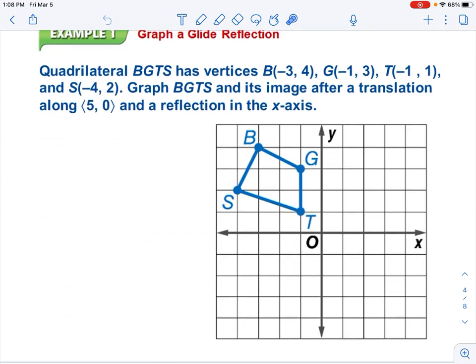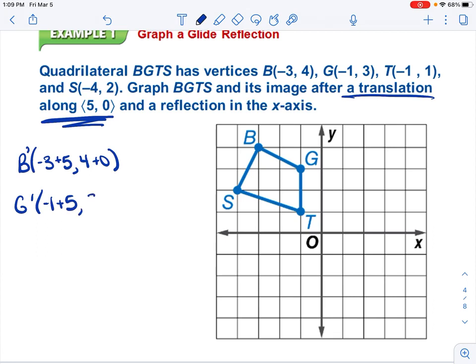So quadrilateral BGTS is already graphed for us. We are going to graph BGTS and its image after a translation along vector <5, 0> and a reflection in the x-axis. So what I'm going to do, at least for this first one, is write out my work. I have my original, but I'm going to add my vector to each of my x and y coordinates.